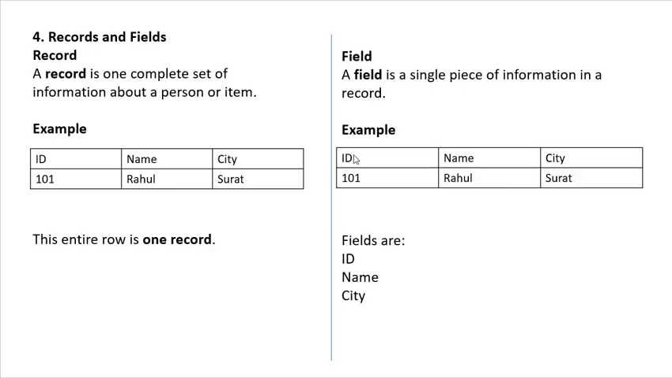ID, name and city are single pieces of information. In this table, the ID field is a single piece of information, and it gives only the ID, not the name or the city name. Another is the name. The field is name, and it defines only the name, not any numbers or city names.